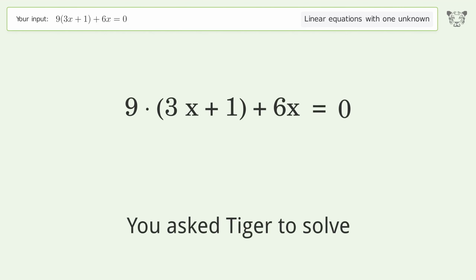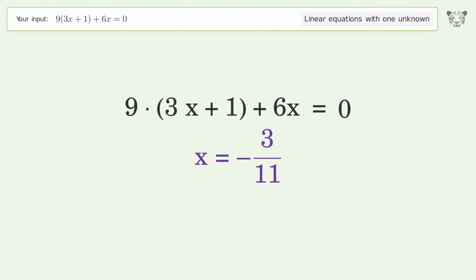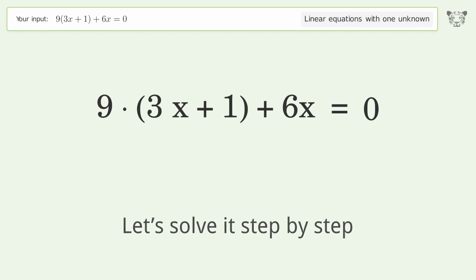You ask Tiger to solve. This deals with linear equations with one unknown. The final result is x equals -3/11. Let's solve it step by step.